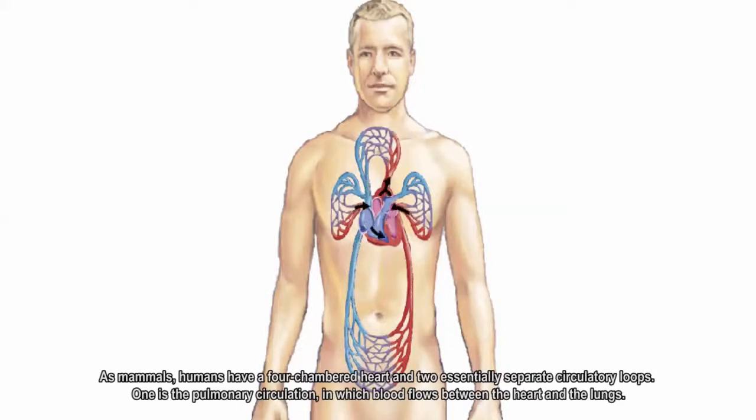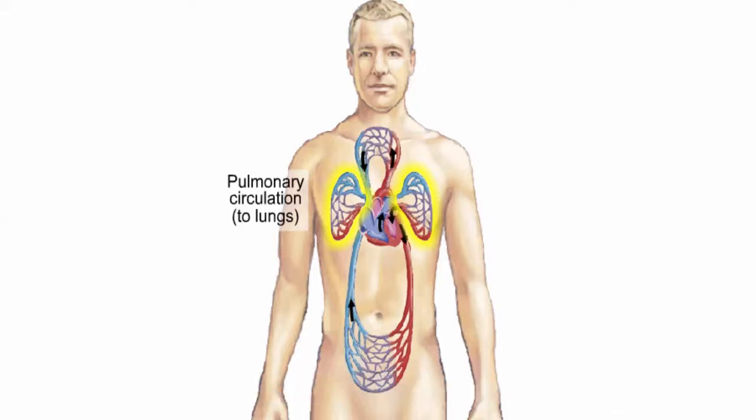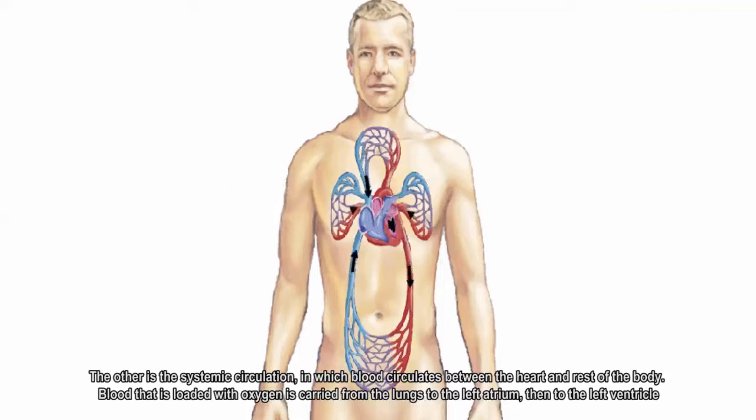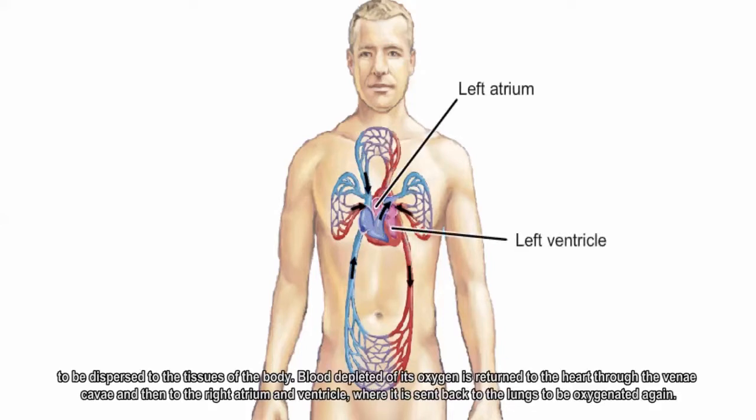As mammals, humans have a four-chambered heart and two essentially separate circulatory loops. One is the pulmonary circulation, in which blood flows between the heart and the lungs. The other is the systemic circulation, in which blood circulates between the heart and the rest of the body. Blood that is loaded with oxygen is carried from the lungs to the left atrium, then to the left ventricle to be dispersed to the tissues of the body.